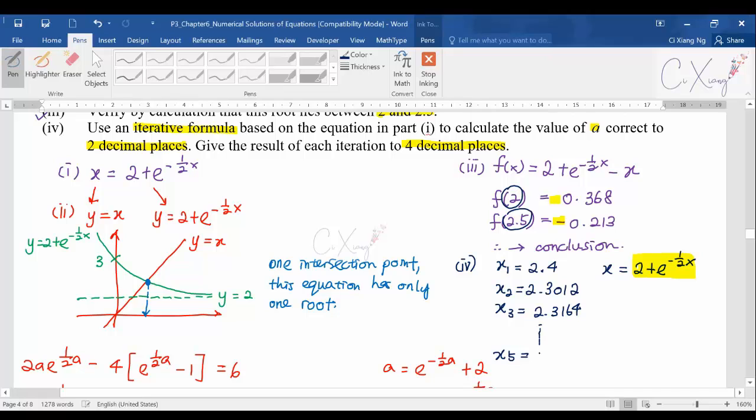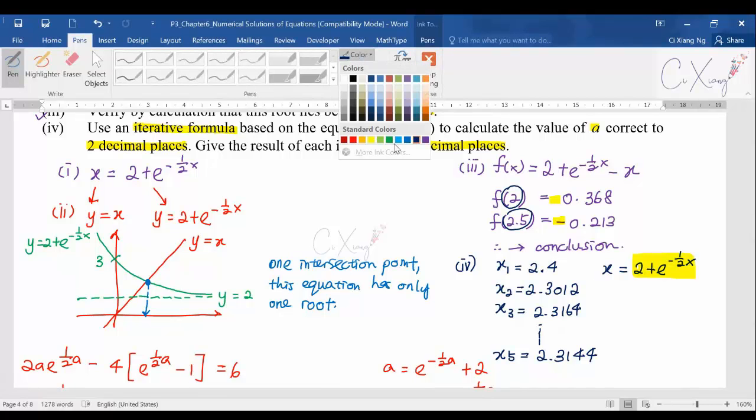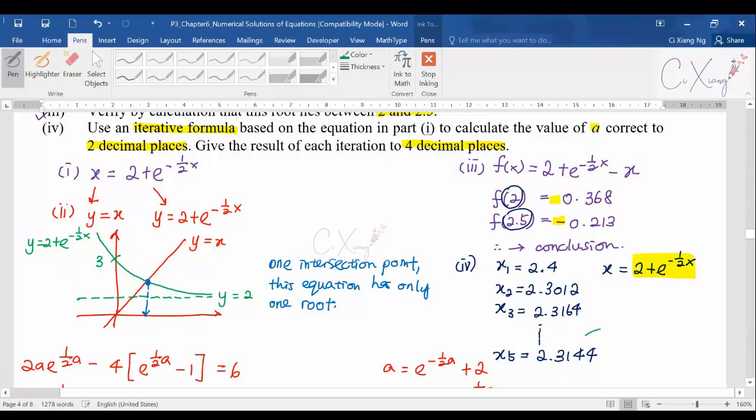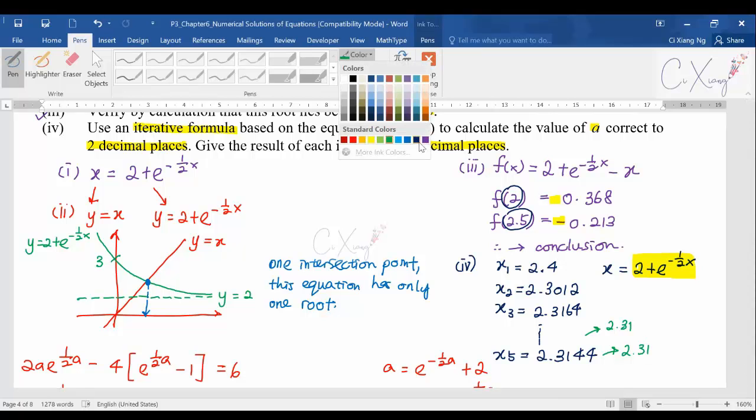I skipped some steps already here. So I'm getting 2.3144. Then I will stop, because if I double check with my answer in 2 decimal places, the previous answer gave me 2.31. This answer also gives me 2.31. That's why I stop here.